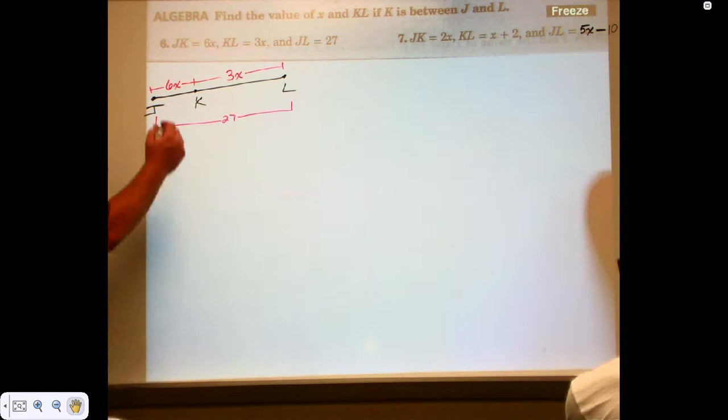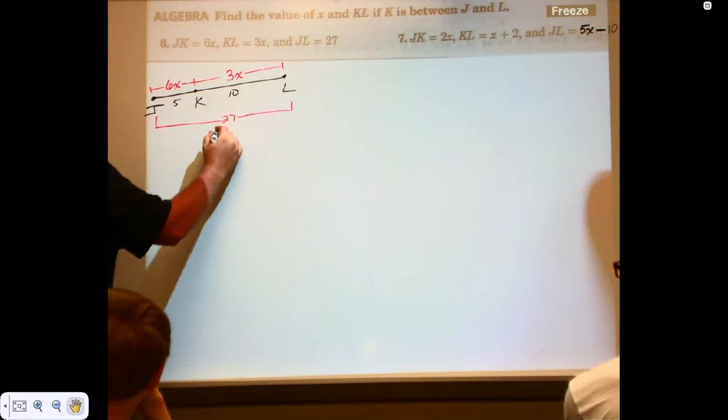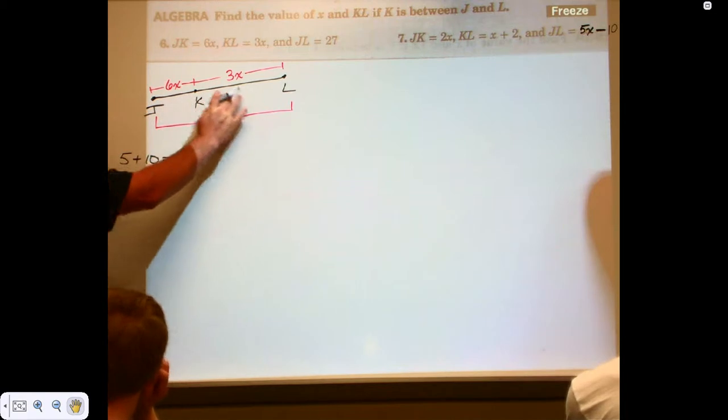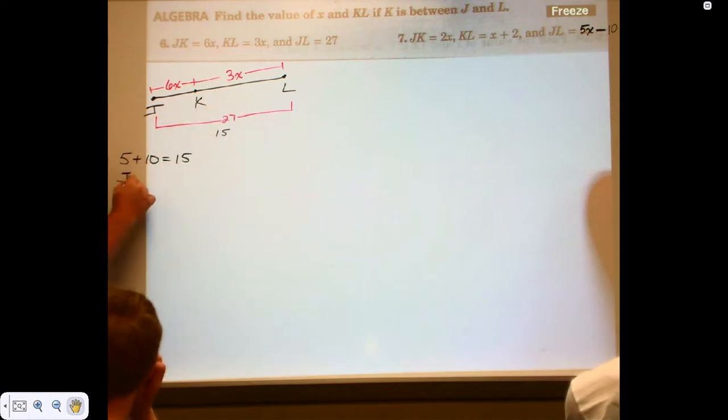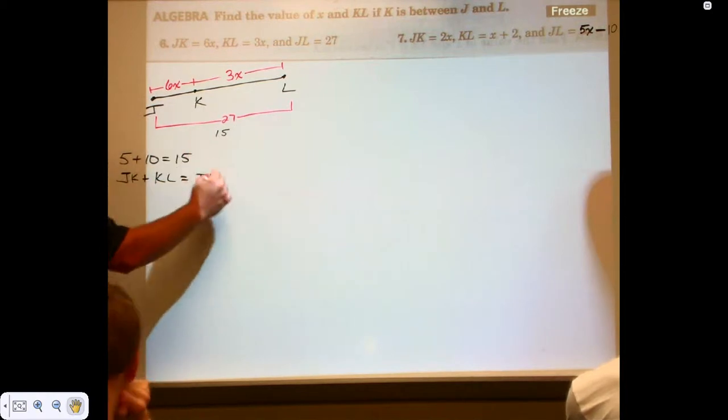Because would you guys have any problems with this? And don't write this down. If I said this was 5, this was 10, then that would make this what? The equation is 5 plus 10 equals what? Everyone agree with that? Okay. It's the same concept, it's just I don't know what they are. JK plus KL equals the whole thing, which is JL, right?